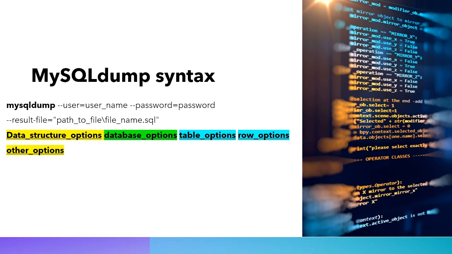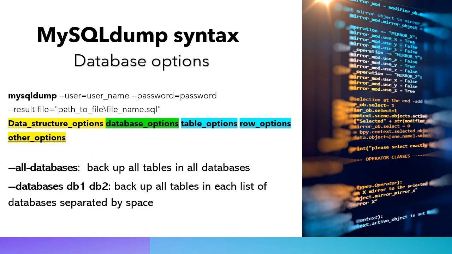So we're back at the mysqldump syntax. Now we're going to be discussing the database options syntax. Within the database options, you have the option of --all-databases. It says all databases will be backed up, meaning all tables in all databases available within your scope.